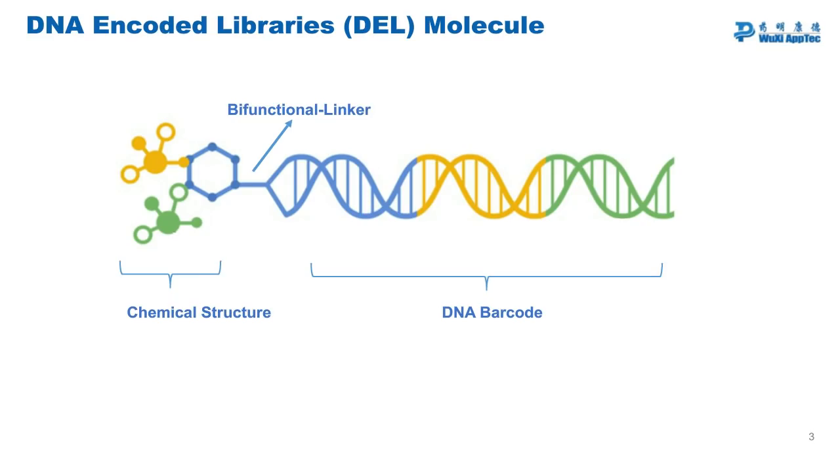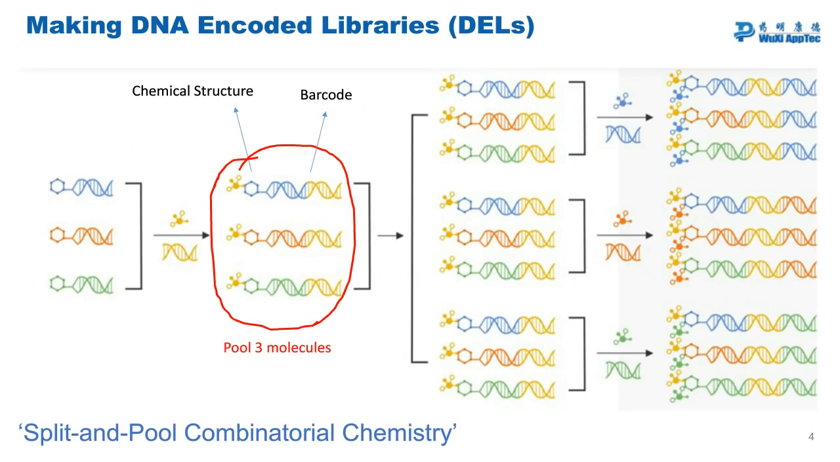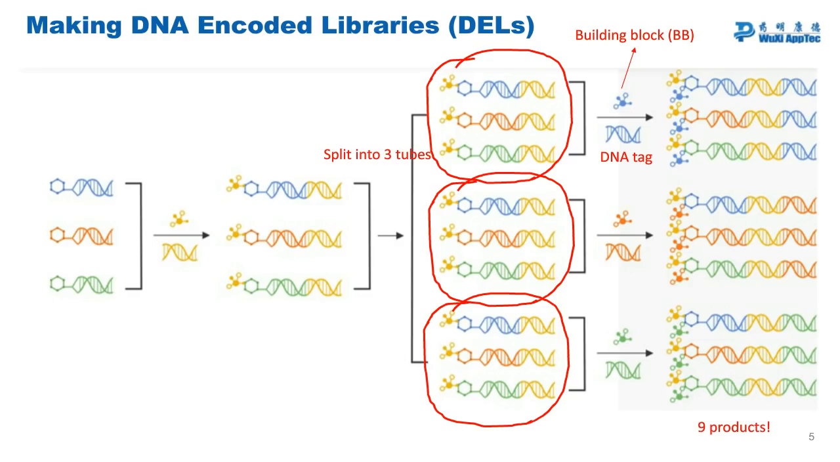So how are these DELs made? They're made by what is called split and pool combi-chem. So I'm going to go through a quick example here. So circled in red is a mixture of 3 different things. Each one has a barcode where the sequence encodes what the chemical structure is on the other side. And if we take this mixture of three different things, we can split it equally amongst three different tubes. And in each one of these tubes, we're going to add a BB and a tag. And the unique tag is going to encode what the BB was that we added to that specific tube.